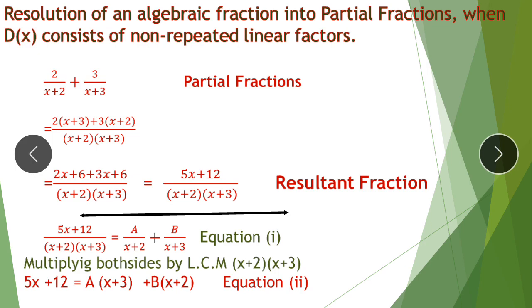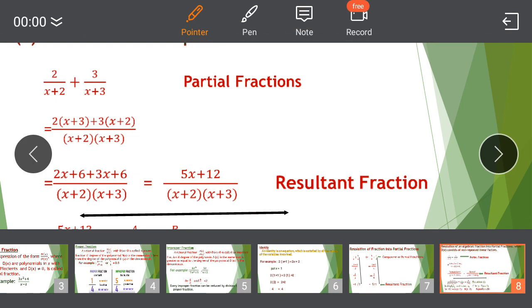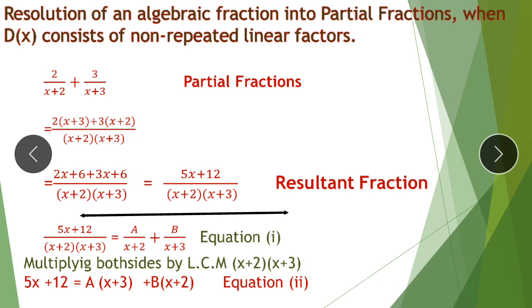In grade 9 you used to have this type of fractions, and you were supposed to take the LCM and bring the answer in the resultant fraction or simplified form. Now we have to go with the reverse procedure here in grade 10: the resultant or single fraction will be given, and we will be supposed to find the partial fractions. So let's understand this concept with the help of an example.